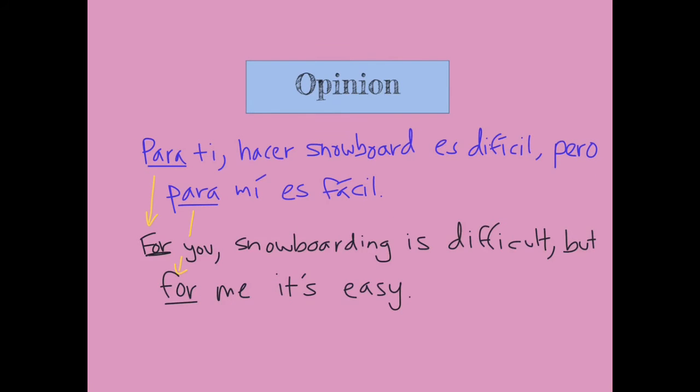And lastly, in the perfecto acronym, we've got opinion. So I'm sure you've seen little set phrases like this before. Para ti, para mí, para ella, para nosotros. If you're expressing an opinion in that way, we always use para. So for example, para ti, hacer snowboard es muy difícil, pero para mí es fácil. For you, snowboarding is difficult, but for me, it's easy. We're expressing an opinion about this thing, so we're using para to do so. Remember that when you use para, you can't say para tú, that doesn't exist. It's para ti. Same thing, you can't say para yo, it's para mí.